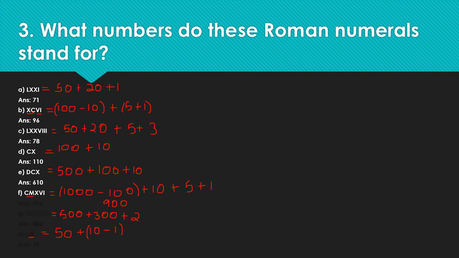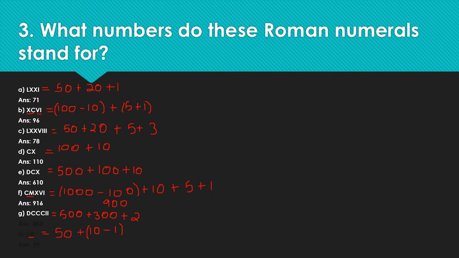Now you see 1000 minus 100, you will get 900. Then 900 plus 10, 910. Then plus 5, 915. Then plus 1, 916 is the answer.